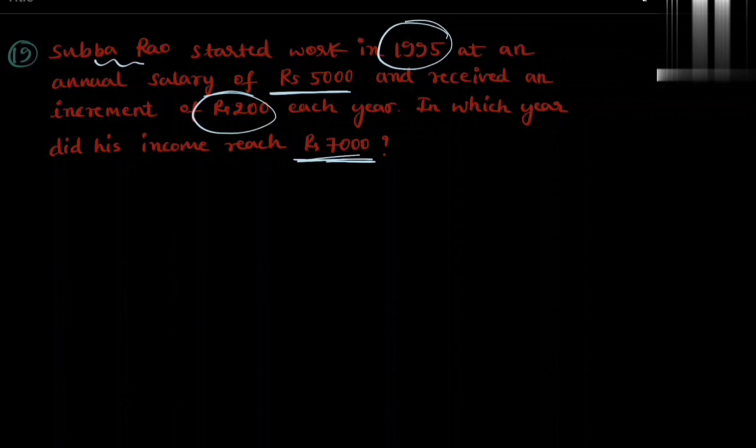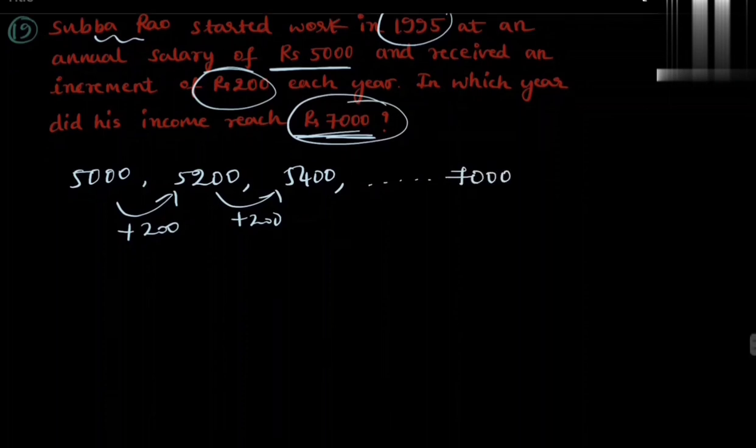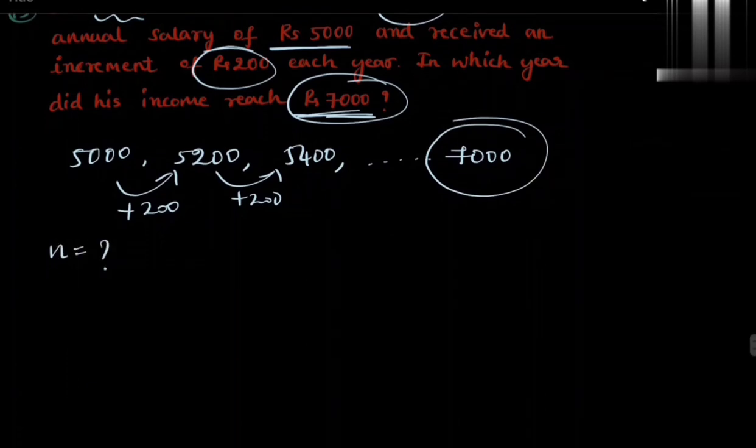So first, the annual salary he received is 5,000. Every year he gets an increment of 200 rupees, right? That is plus 200. Therefore it will become 5,200. Again an increment of 200, that will become 5,400, and so on. So we want to find in which year his income reached rupees 7,000. So here the last term is 7,000, and we want to find the n here.